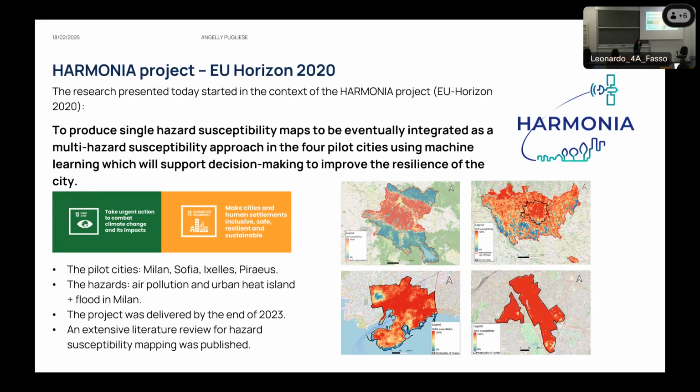The project was delivered a while ago, and the literature review was one of the outputs of this project. And just to show you an example of the work that was carried out, the surface urban heat island was modeled for the pilot cities, and here you have the maps.